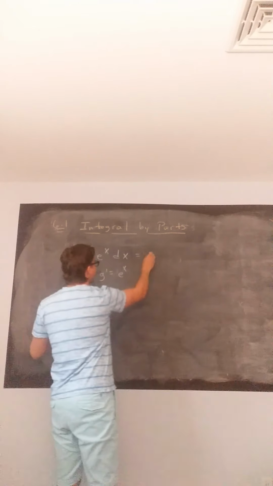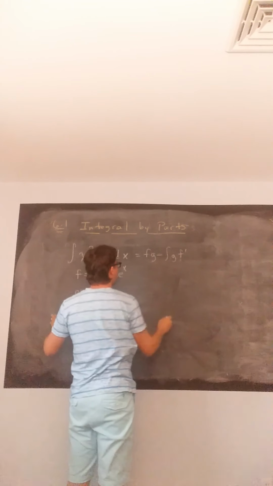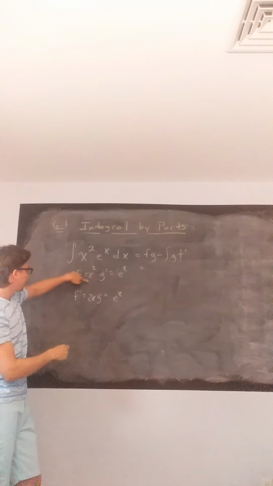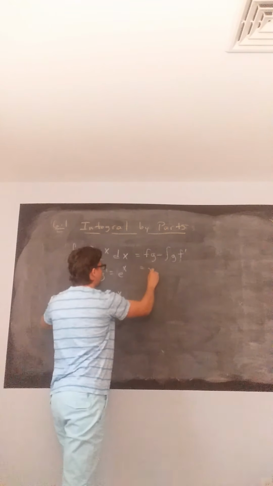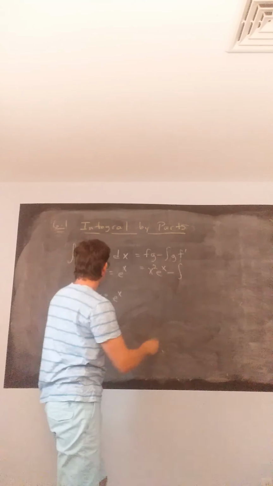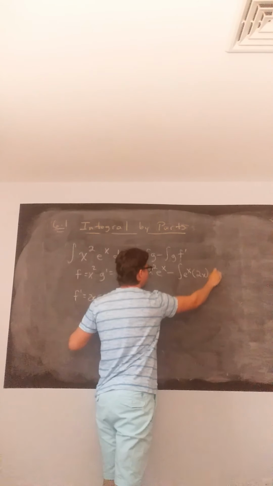So let's put our parts together. So we've got fg minus the integral of gf prime. And we're going to have f, which is x squared, times g. So you've got x squared e to the x minus the integral of e to the x times 2x dx.